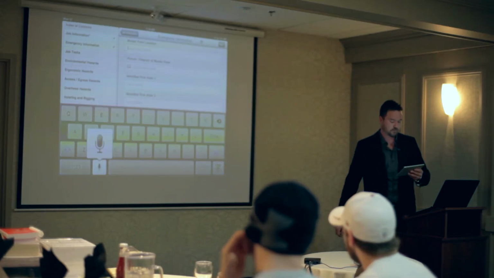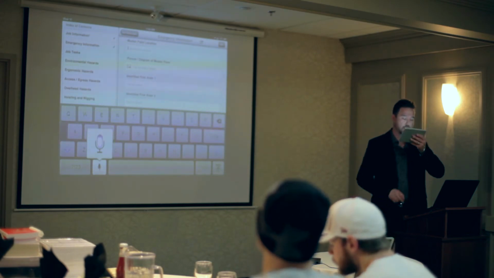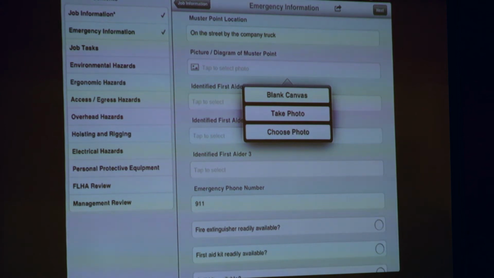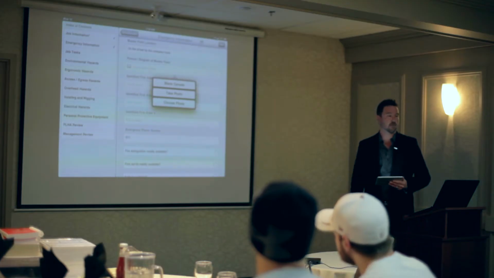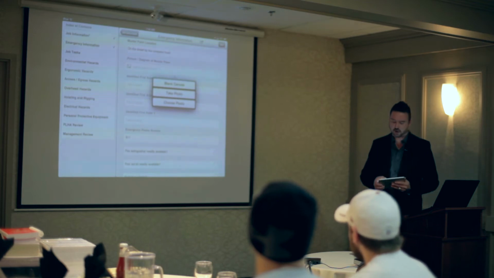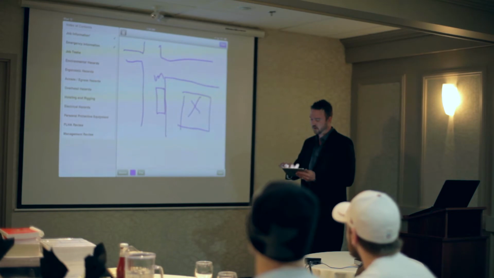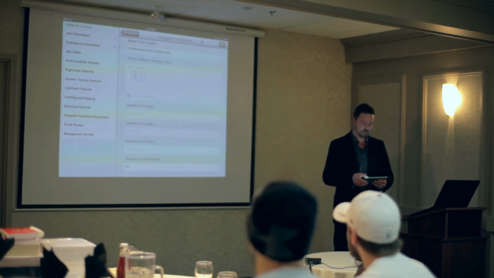Now we're going to determine where our muster point is, on the street by the company truck. Now what we can do is we can take a photo, or we can draw on a blank canvas of our muster point. So I'm going to draw on a blank canvas. I'm just going to draw a little intersection here. Here's our work site on the corner. Here's our company vehicle. Here's where we're working. Here's our muster point. Here's north. Done. We're going to identify our first aiders.